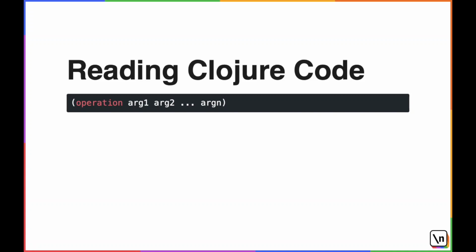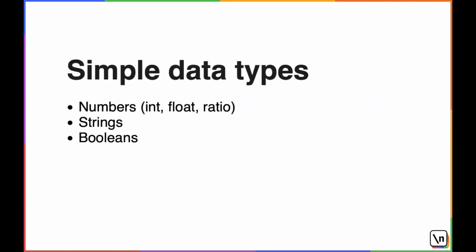This operation can be a function, this operation can be a macro, or this operation can be something else that we'll see later. All you need to remember is that the first element of the list is the operation and all other elements are arguments to that operation. Let us start with the basic data types.